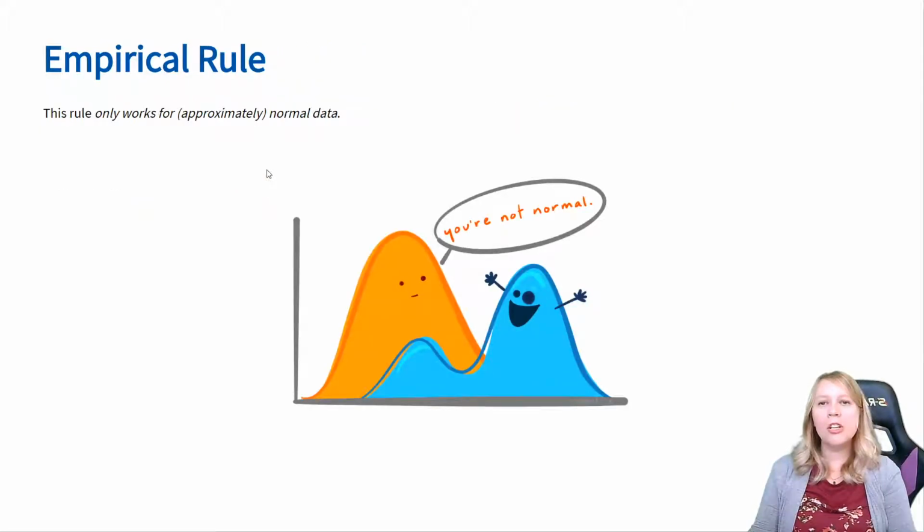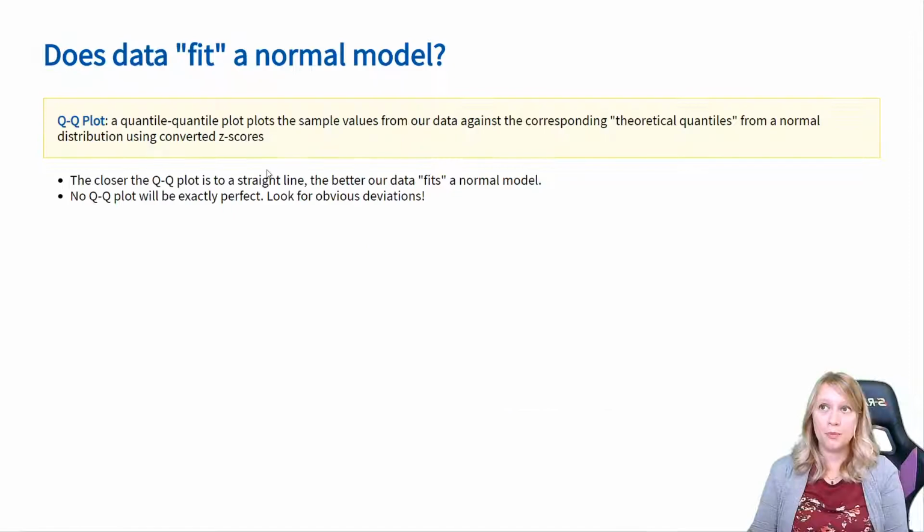Now, this empirical rule is limited. It only works for data that is approximately normal. So if your variable is roughly symmetric, roughly bell-shaped, unimodal, you can apply this empirical rule to find some quick ranges. However, if our data is not normal, we should not be using the empirical rule.